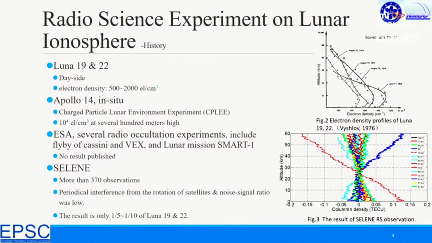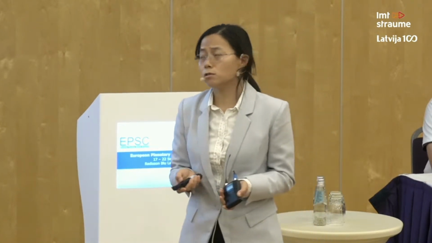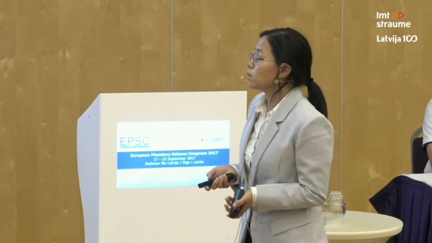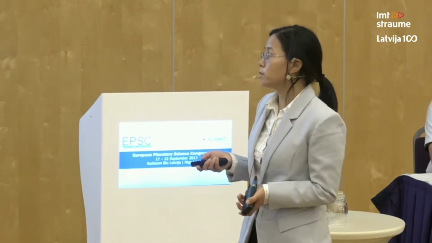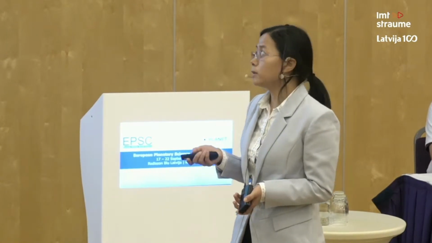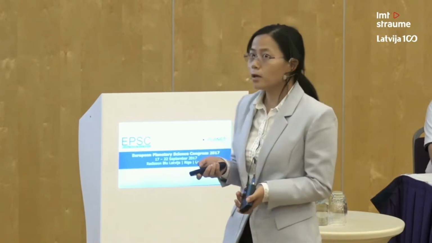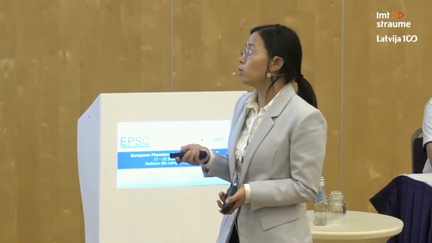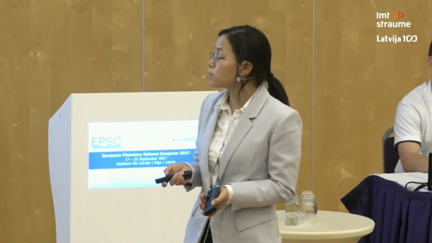And ESA also has several radio occultation experiments, including the flyby of Cassini, Venus Express, and also SMART-1. But I didn't find any publications of the results. About 10 years ago, there was a Japanese mission, SELENE, and they did the radio occultation experiment too, and they have a lot of records, more than 370 observations.